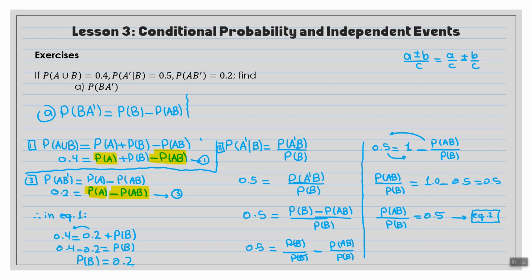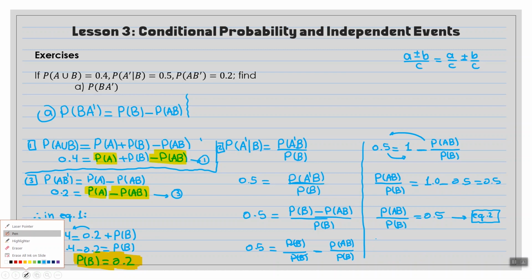So now we have found ourselves the first one of the unknowns. The probability of B is 0.2. Let's highlight this with a different color. So this is the probability of B. Okay? Now where do we take this? We will take it to equation 2. Do you see where equation 2 is? Equation 2 is right here. So we're going to come to equation 2 now.